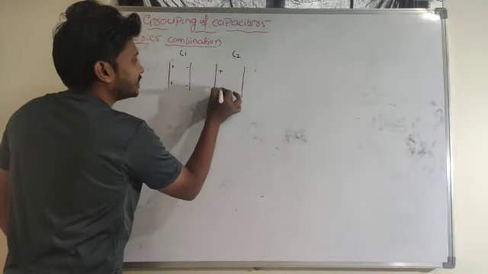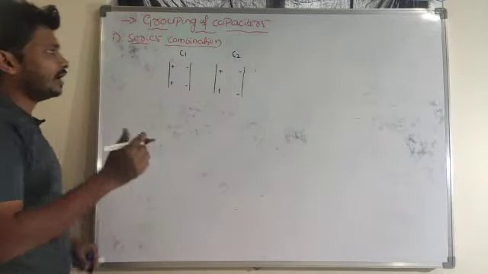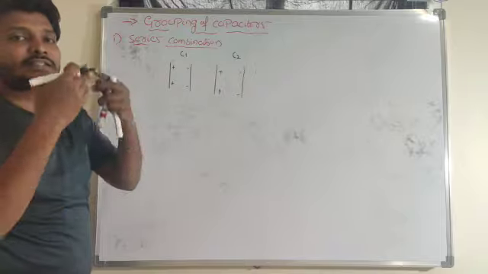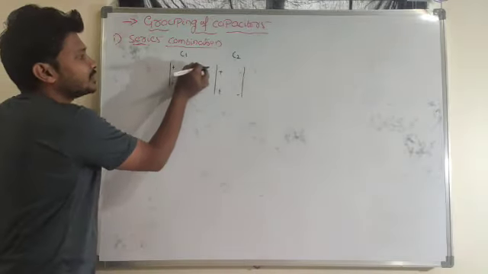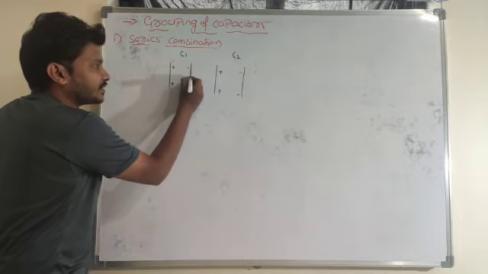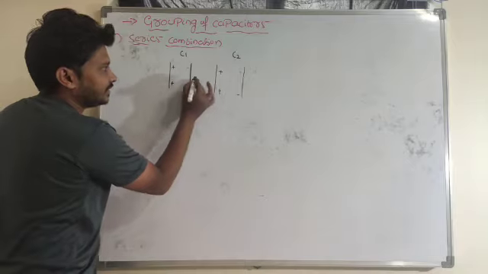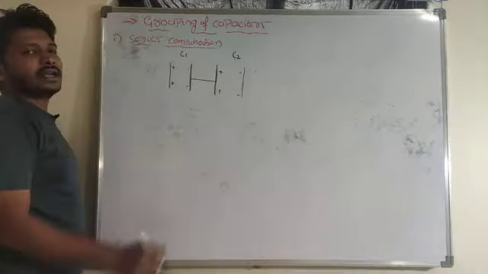So this capacitor also consists of a positive and a negative plate. I have two capacitors, and I will connect them in a series combination. So how will you make that series combination? The negative plate of the first capacitor is connected to the positive plate of the second capacitor.